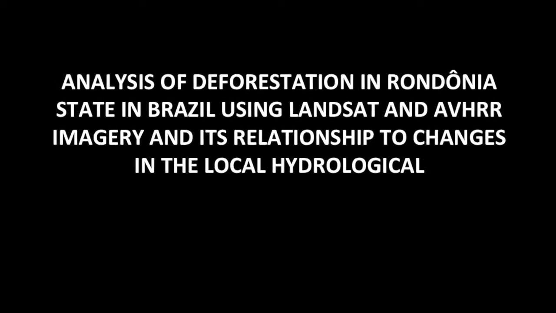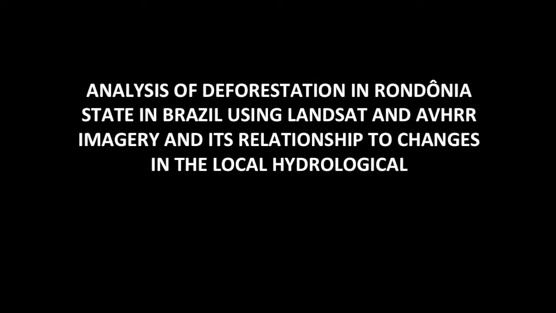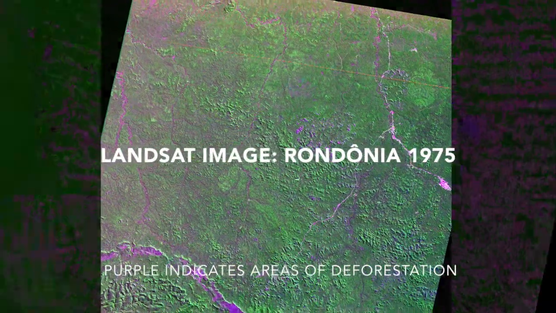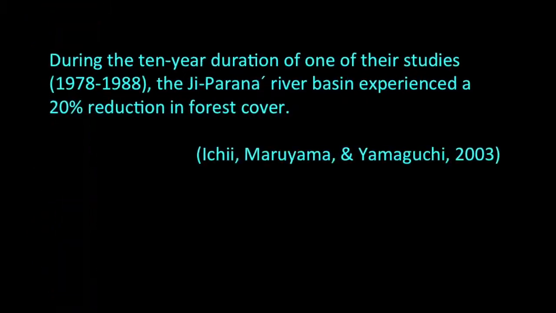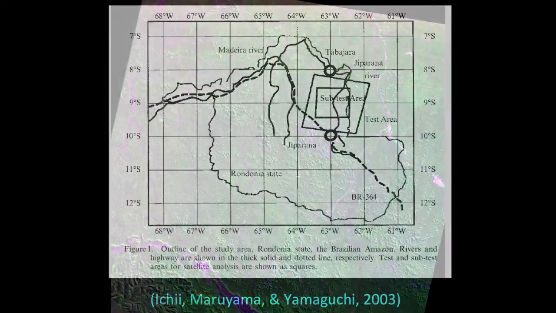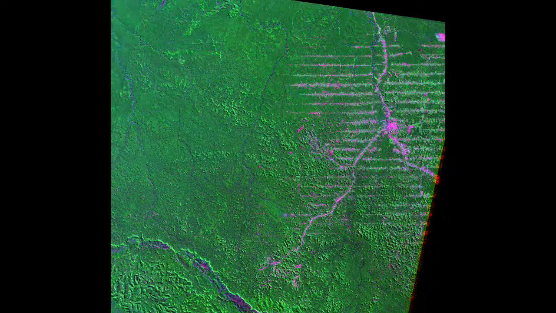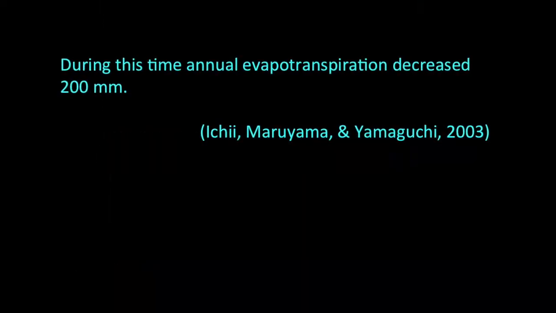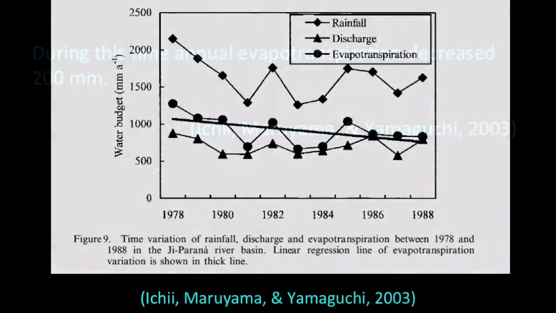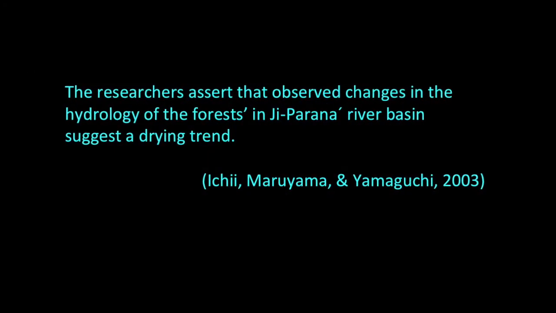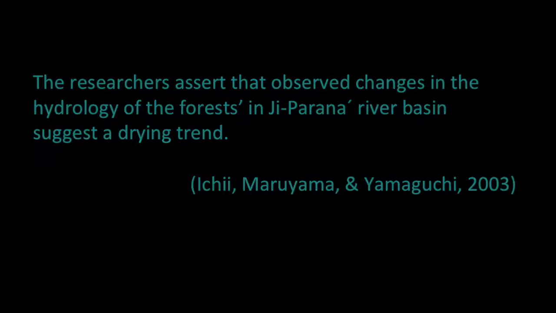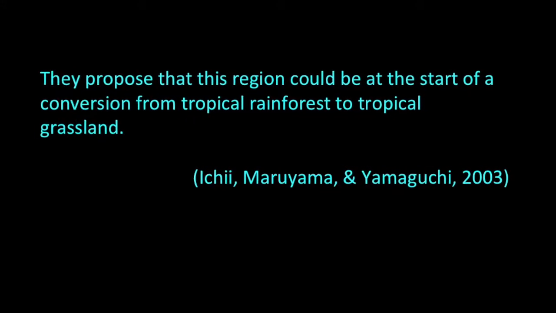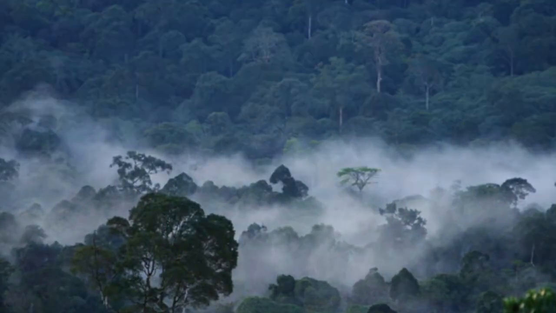Ichi, Maruyama, and Yamaguchi use Landsat and AVER data to study the relationship between deforestation and hydrology in the Rondônia state of the Brazilian Amazon. During the 10-year duration of one of their studies, the Ji-Parana River Basin experienced a 20% reduction in forest cover. During this time, annual evapotranspiration decreased 200 millimeters. The researchers assert that observed changes in the hydrology of the forest in the Ji-Parana River Basin suggest a drying trend. They propose that this region could be at the start of a conversion from tropical rainforest to tropical grassland.